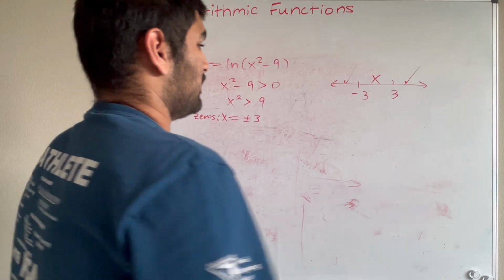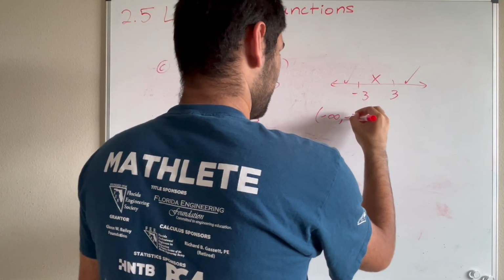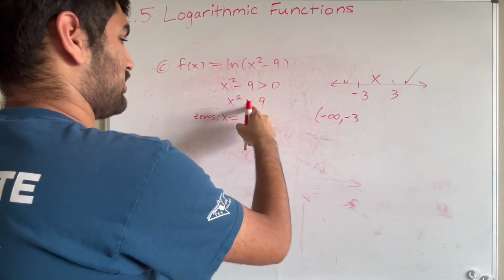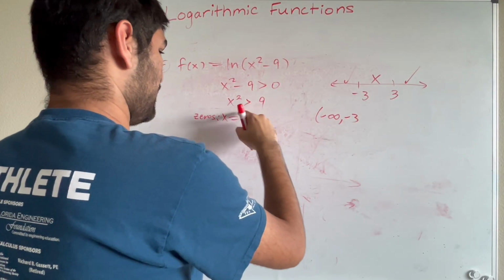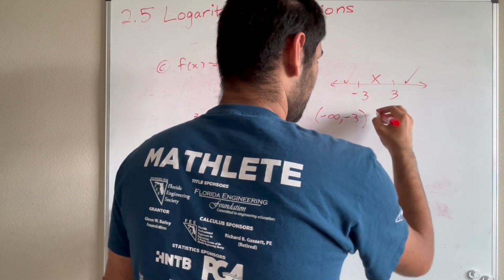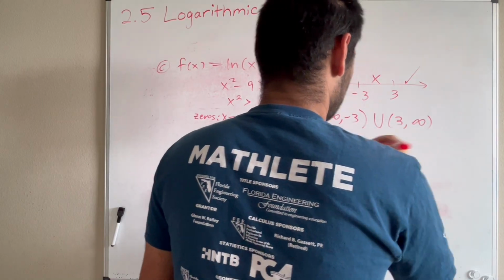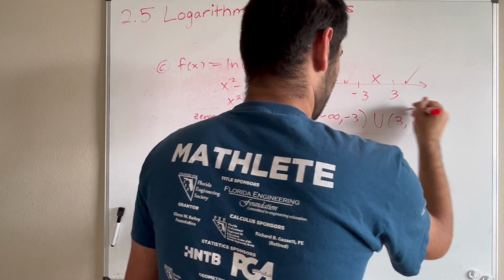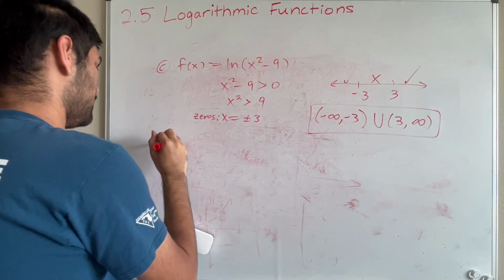Okay, and so combining that all together, you have from negative infinity to negative 3, and it's not included, right? Because it's strictly greater than. If it was greater than or equal to, then you could include it, but it's not. So it's negative infinity to negative 3 not included, union 3 not included, positive infinity. So this would be the domain for this function. Okay, all right, let's do the last one.